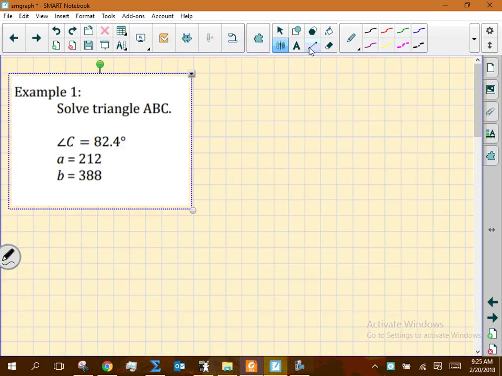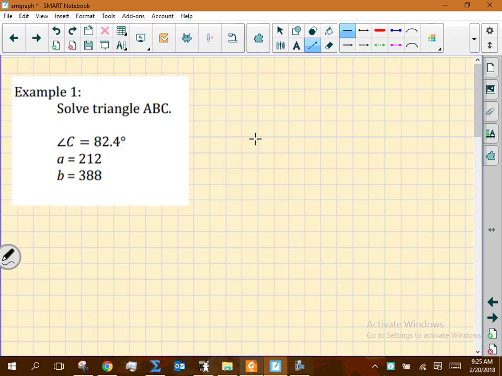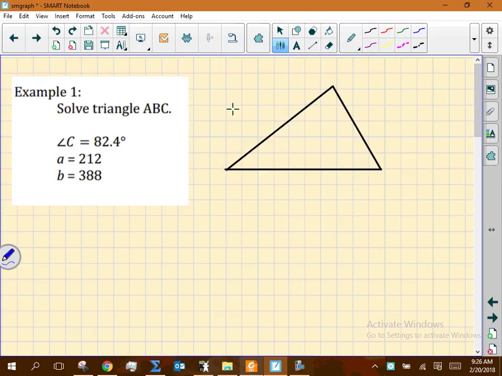The best thing, guys, you can do this. Some people are really in tune to being able to visualize this without a picture, but I would think the safest thing to do is to always draw a picture with these things. Now, your picture doesn't have to be great, doesn't have to be to scale, doesn't have to be accurate. It's just something that's going to allow you to organize your thoughts. So we'll call that A, B, C. C is going to be 82.4 degrees. Side A is 212, and side B is 388.